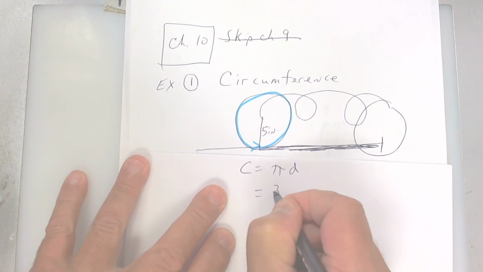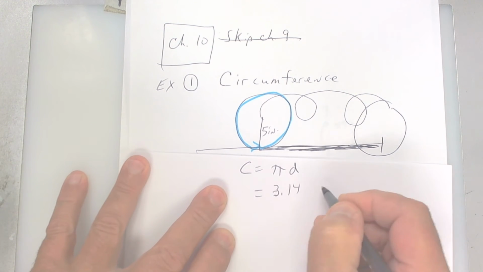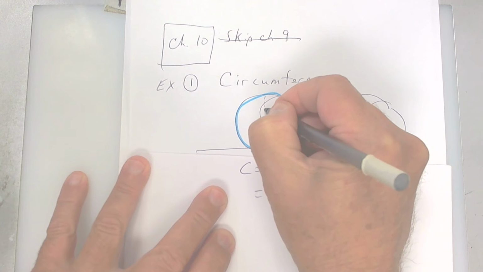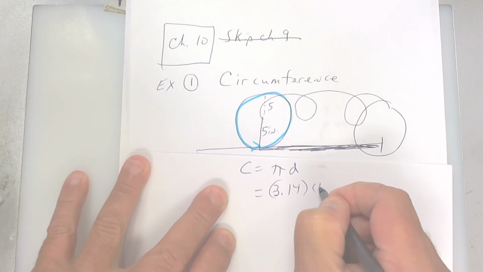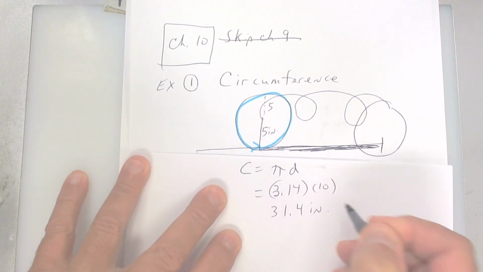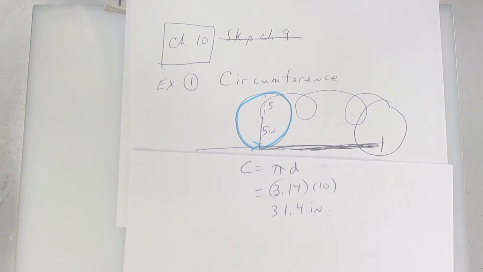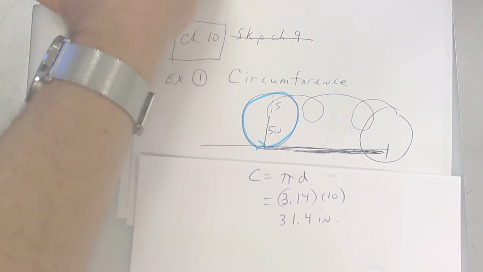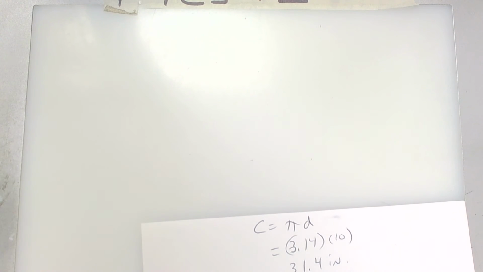Okay, so circumference is pi times diameter. So pi is 3.14, and the diameter here is going to be 5 plus 5 is going to be 10. And when you multiply, you get 31.4 inches. That's 1 revolution. If you roll it 4 times, then you would multiply that by 4. If you roll it 3.5, you would multiply by 3.5. All right, now let's move on.